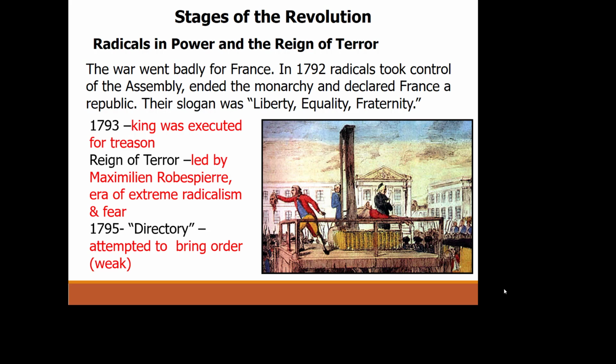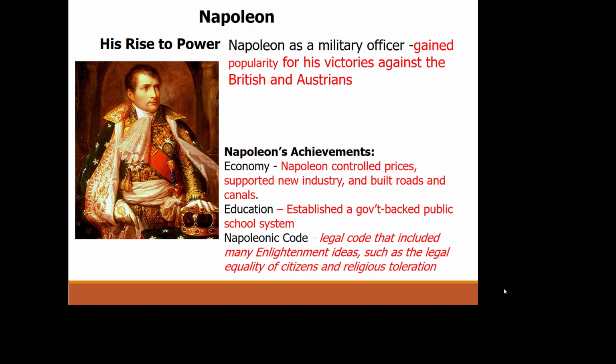And in about 1795, everybody goes, you know what? Maybe that's a little crazy, a little extreme. They, rather ironically, behead Maximilian Robespierre and attempt to bring order back to France by creating a new government called the Directory. There's 5 guys who are in charge, and they've got a representative assembly. The problem is they're pretty weak. And this opens the door for our famous buddy, Napoleon Bonaparte.